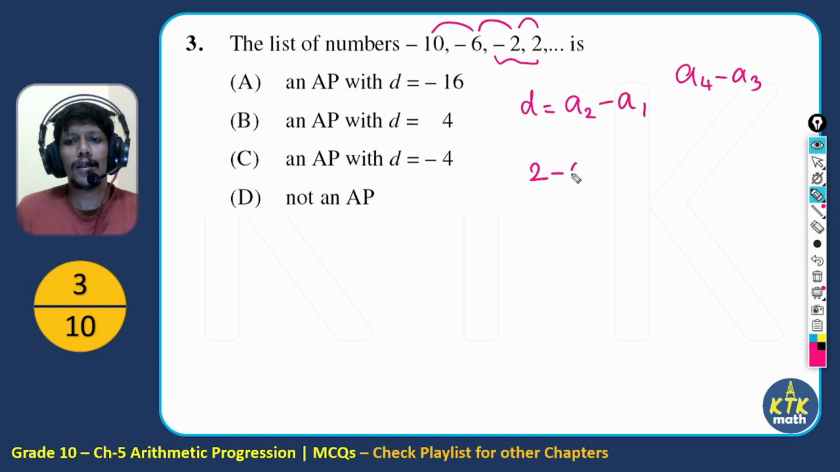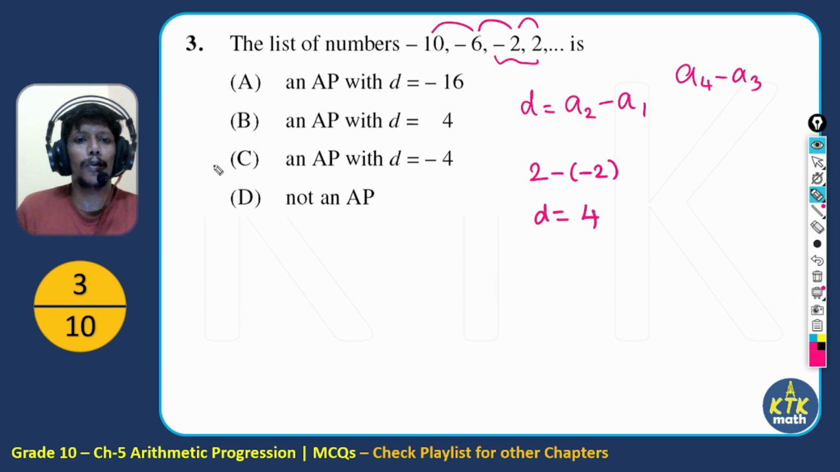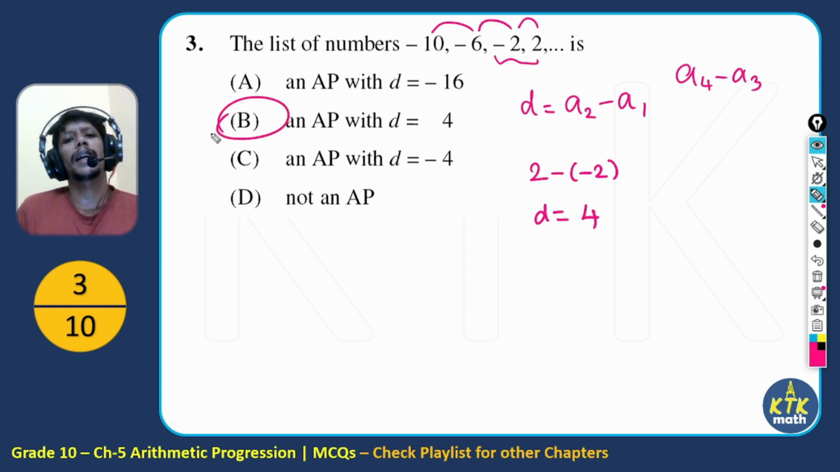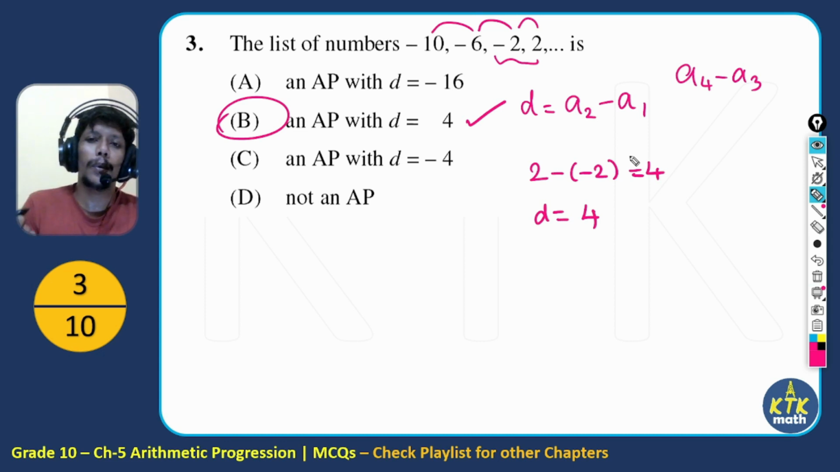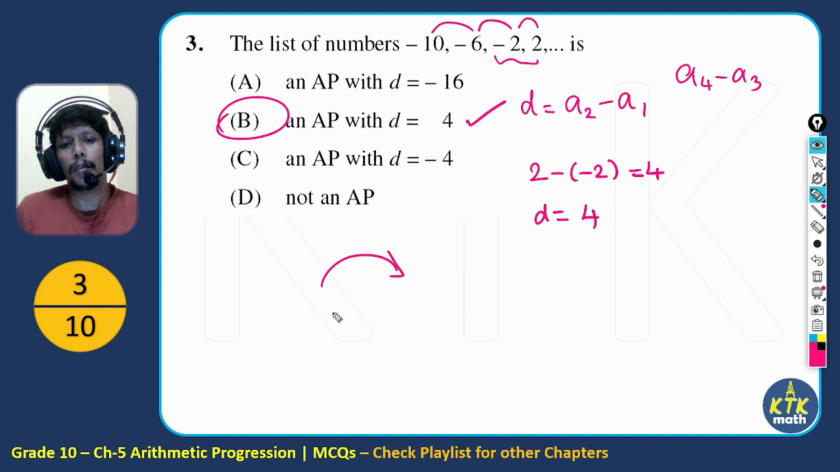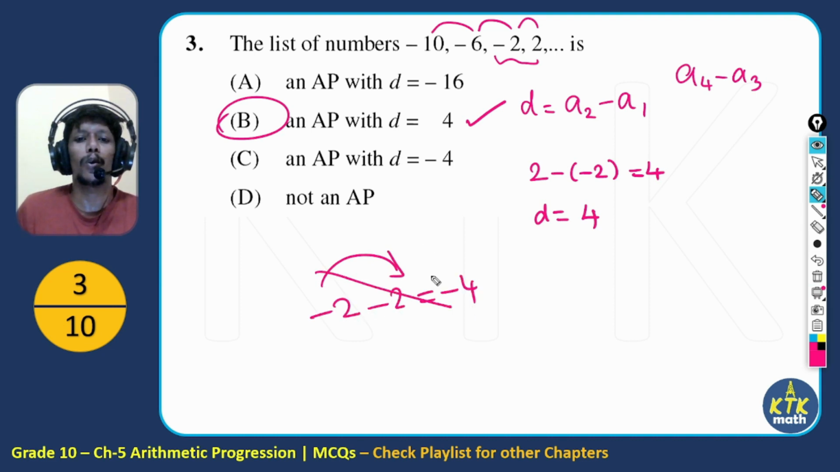2 minus of minus 2. So it will become what? Plus 2. So d is equal to plus 4. So option B is your correct answer: an AP with difference 4. Okay, make sure minus of minus becomes plus there. So don't try to find the answer by just looking at 2 minus 2 as 0. Don't do like that. Or some people will subtract from here to here, that is minus 2, and you will write the answer as minus 4.